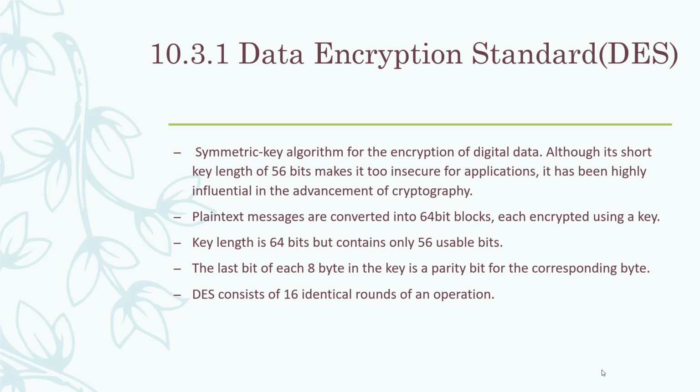Here, plain text messages are converted into 64-bit blocks, each encrypted using a key. The key length is 64 bits, but it contains only 56 usable bits. So the size of the key is going to be 56 bits. The last bit of each 8-bit byte in the key is a parity bit for the corresponding byte. DES consists of 16 identical rounds of an operation.